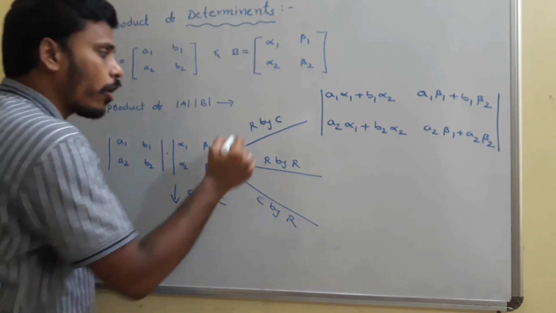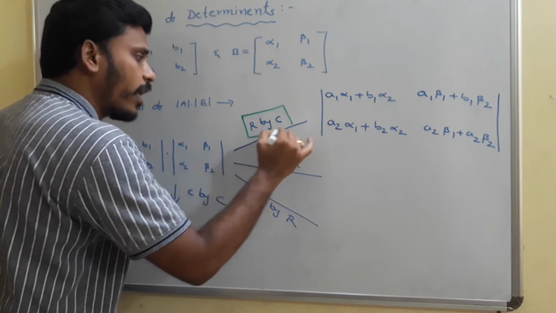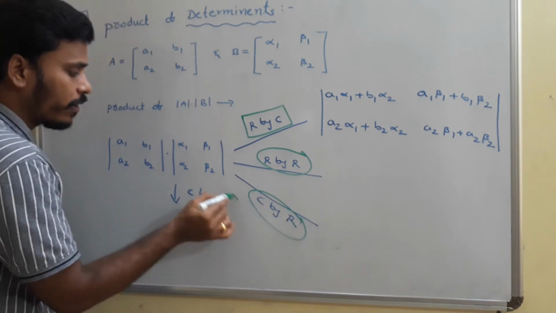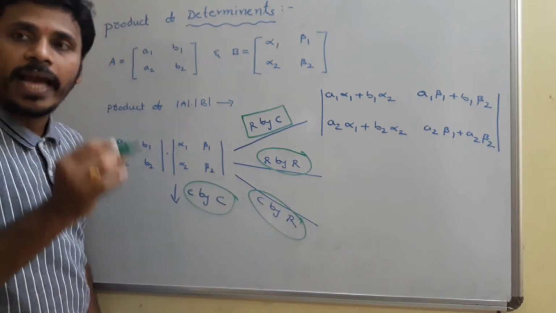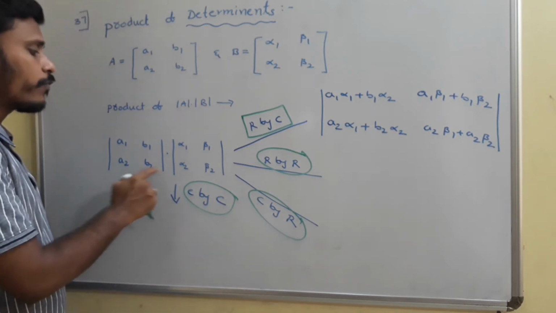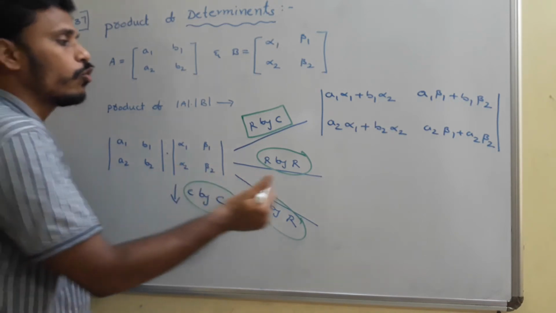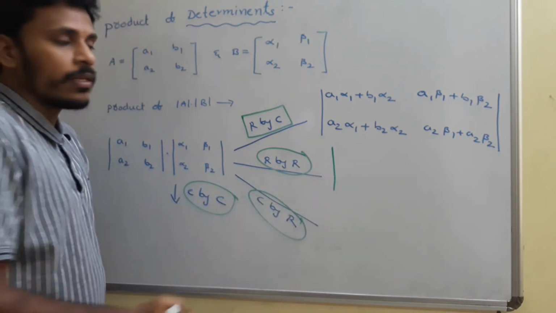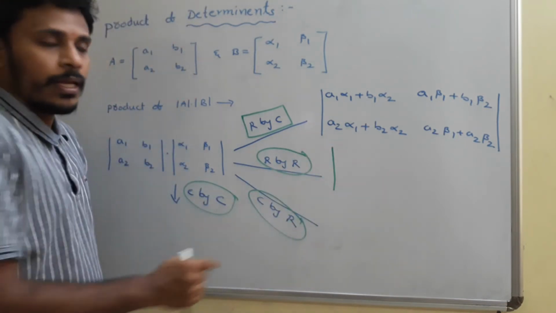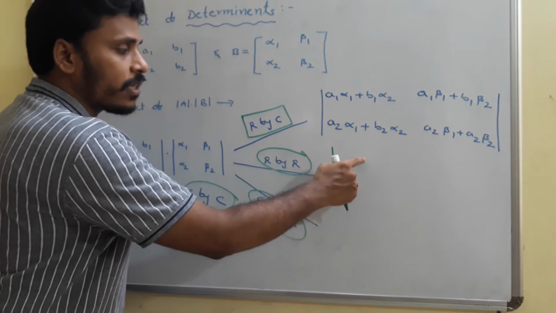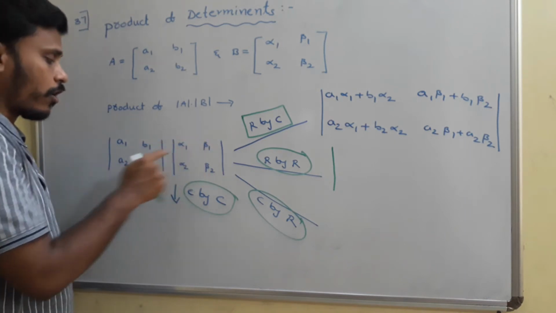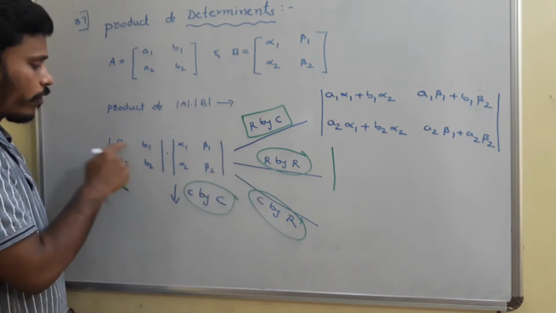Row by column is acceptable for matrices as well as for determinants, whereas row by row, column by row, and column by column techniques are only acceptable for determinants but not for matrices. Suppose you multiply these two row by row. How can you multiply? Think about this position first. This position is first row, first column, so its suffix is 1 1. So you take first row, first row: row by row.